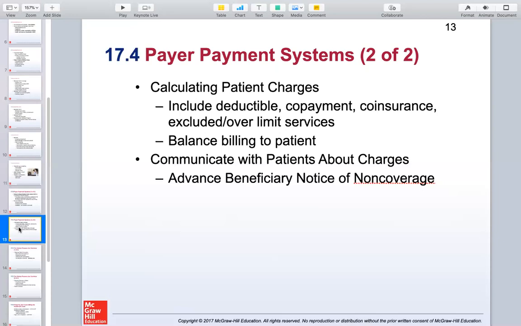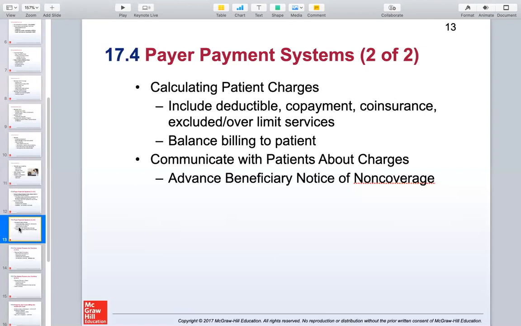Okay. When it comes to communicating with patients about charges that are not covered, you always want to make sure that you have the patient sign what's called an advanced beneficiary notice of non-coverage. And this just basically states to the patient that if this ends up being a non-covered procedure or office visit with your insurance company, then basically the patient is responsible.